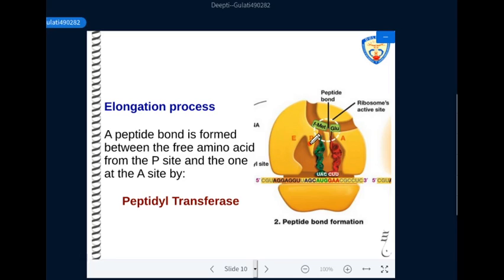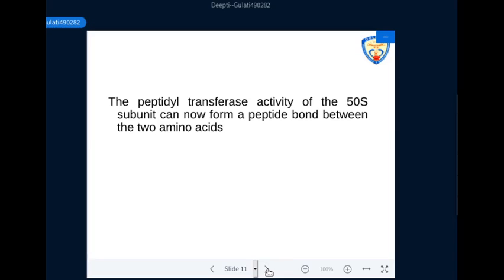The enzyme responsible for formation of the peptide bond between the two amino acids is the peptidyl transferase enzyme. And this enzymatic activity is present in the large ribosomal subunit. So the peptidyl transferase activity of the 50S ribosomal subunit forms a peptide bond between the two amino acids, that is, the one transferred from the P site to the one that is present on the A site.